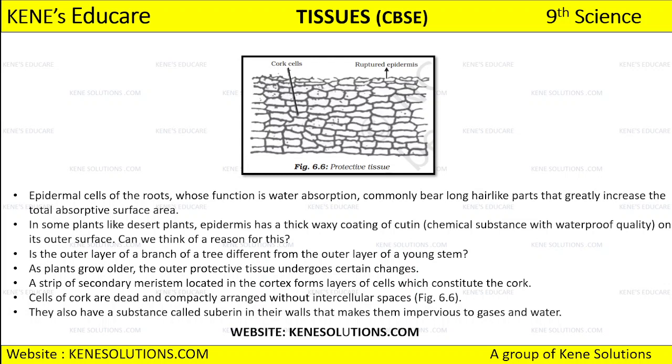Now this is the cork cell. There is one question that has been asked, the 15th question, asking how the cork cells are helping us in some way. Here we have discussed two things: one is suberin and one is cutin. Cutin is a chemical substance which has a waterproof quality, and it is mostly present in desert plants. Another thing that we have is suberin. Please go through the functions of cutin and suberin, how exactly cork cells are helping us, and how the epidermis and all function.